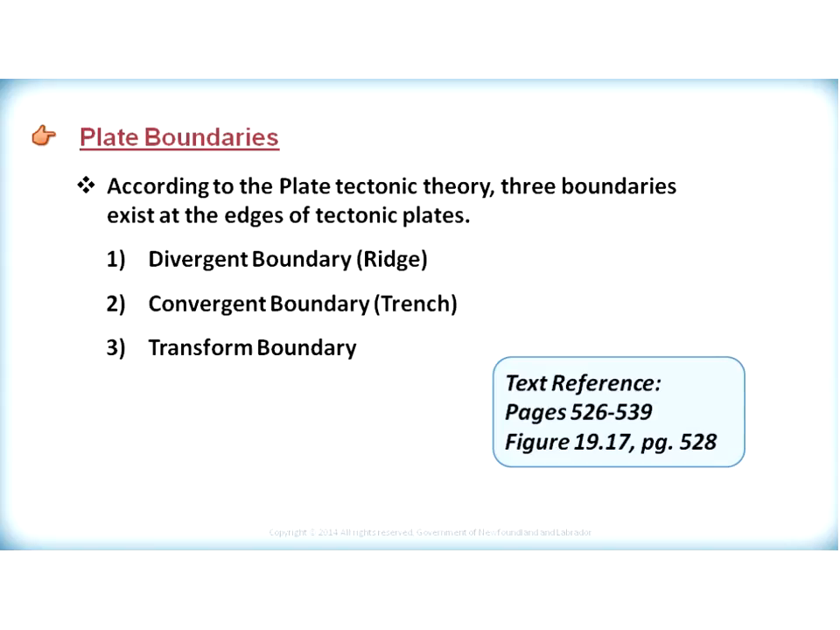When we look at plate boundaries, according to the plate tectonic theory, there are 3 different boundaries that exist at the edges of tectonic plates. Number 1, a divergent boundary, which is also called a ridge. Number 2, a convergent boundary, which is also called a trench. And number 3, a transform boundary.